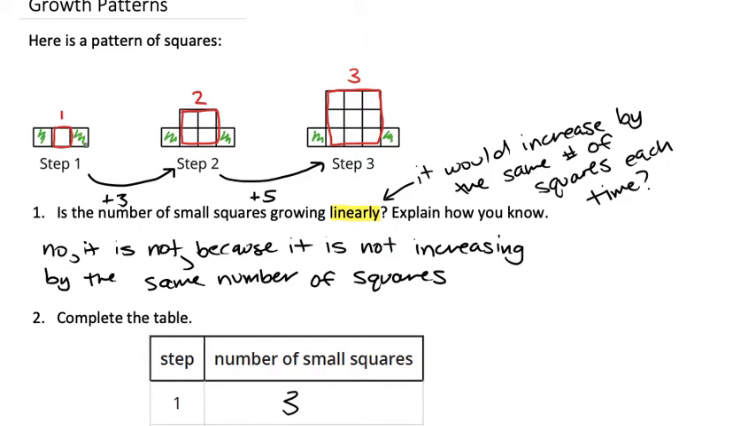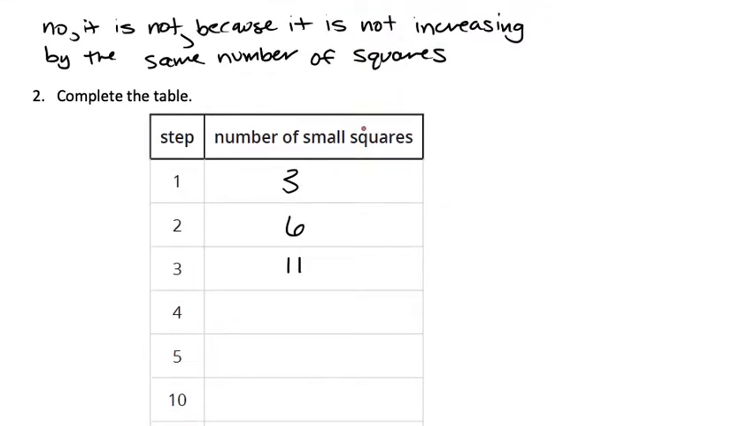So for step 4, what we would have is a 4 by 4 square, and then we would have 2 squares on either end. So this would be a 4 by 4 square, which would have a total of 16 small squares, plus 2 more small squares would give me a total of 18 small squares. Step 5 would have a 5 by 5 square in the middle, which is 25 small squares, plus another 2 small squares, so that would be a total of 27.